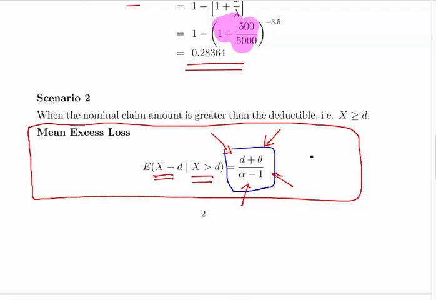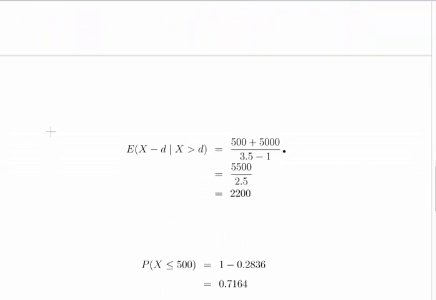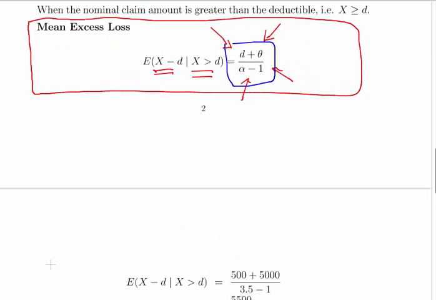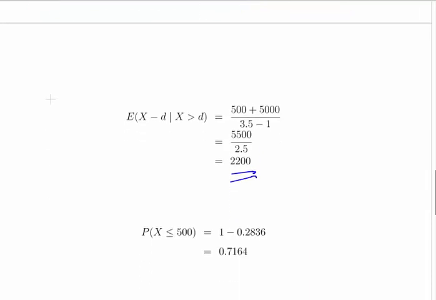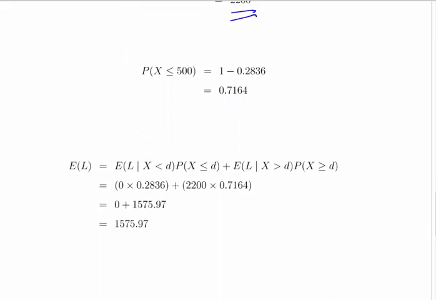Now, this is for the Type 2 distribution, by the way. If it's a Type 1 distribution, there's a variation of this. The formula is d plus theta divided by alpha minus 1. So let's just calculate that: 500 plus 5,000 divided by 3.5 minus 1. That's 5,500 divided by 2.5, which is 2,200. Just to recall, that's for a Type 2 distribution. If it's a Type 1 distribution, we would use something else.